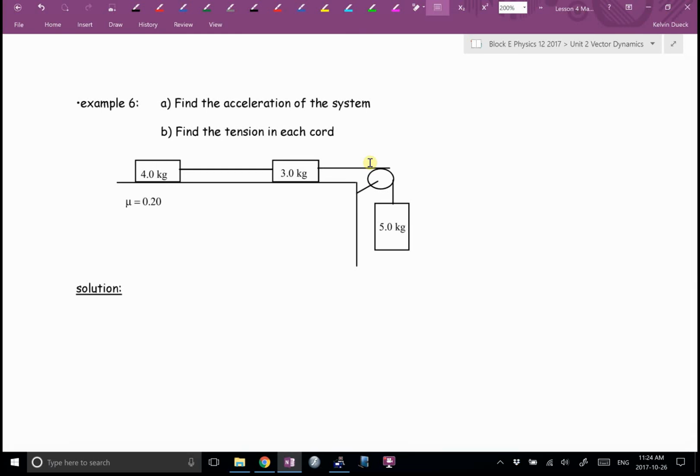How many masses are there in this question? 3. How many ropes are there then? 2. How many tensions will there be? 2. Okay, I got that. Let's start labeling. Oh, is there friction? Yeah. Alrighty. What are the forces acting on this 4?